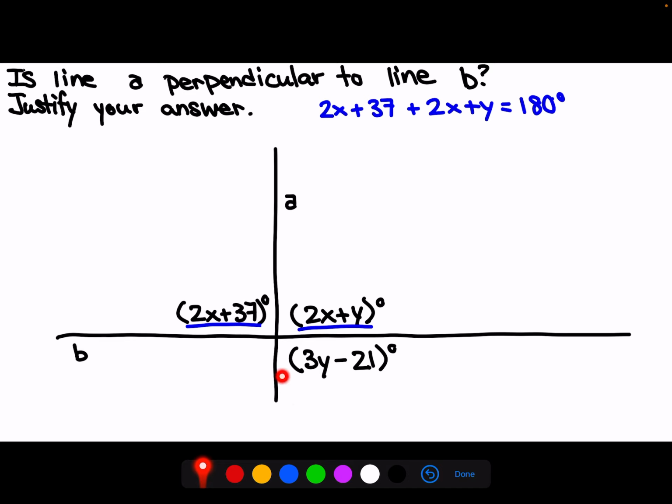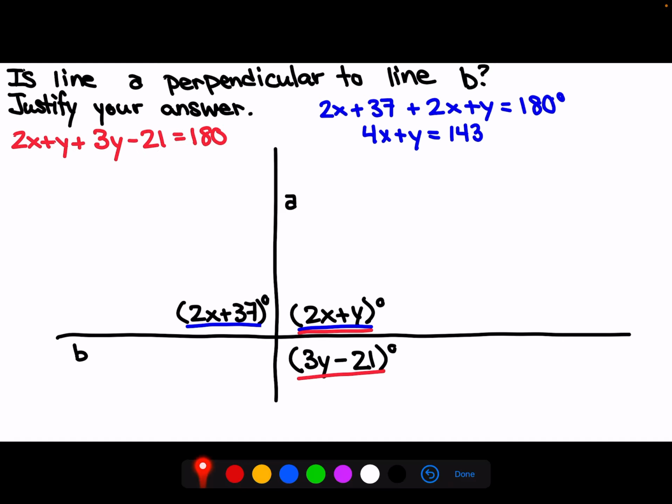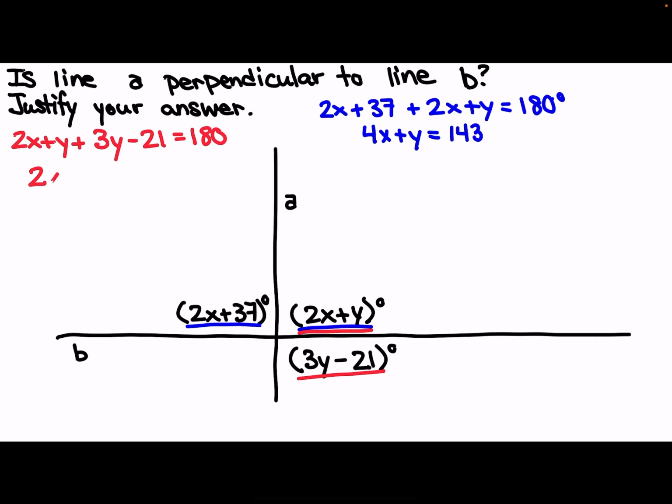I can do the same thing with line A. Now, of course, I'm going to go ahead and simplify this. 2x plus 2x is 4x plus y is equal to 143. From here, I'm going to go ahead and create my equation with line A, so 2x plus y plus 3y minus 21 equals 180. Again, this is just simplifying in the blue, and then in the red, we went ahead and wrote out our equation. I'm going to go ahead and simplify the red equation now. This will give us 2x plus 4y equals 201.